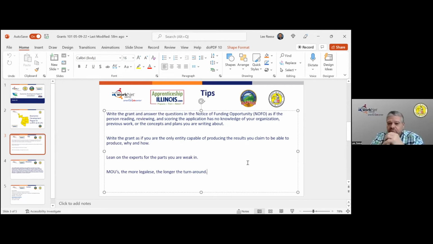Lean on the experts for their parts, especially where you're weak. Usually when I write a grant, it's a team effort from our agency. I usually do a portion of the narrative, and then our fiscal people do the budgets. So feel free to give your input to your experts, but let them do their job. Never be your own attorney.